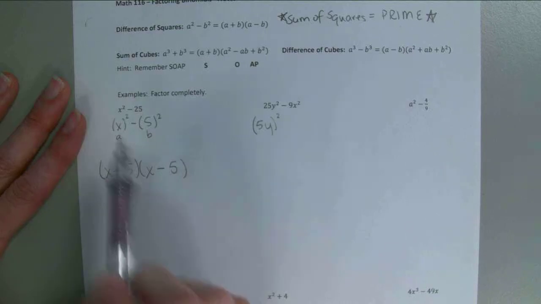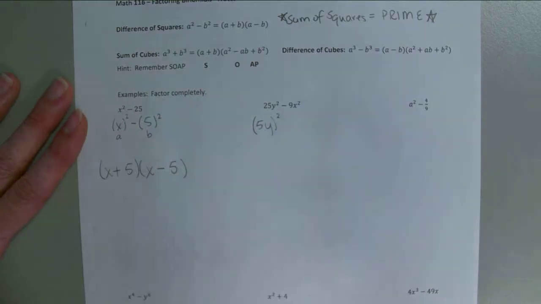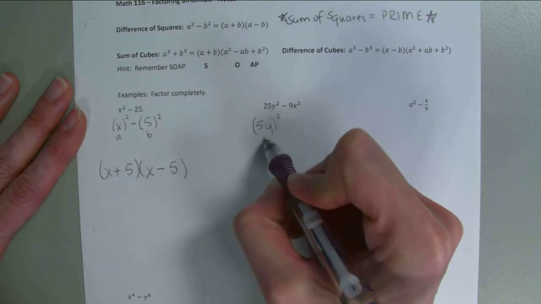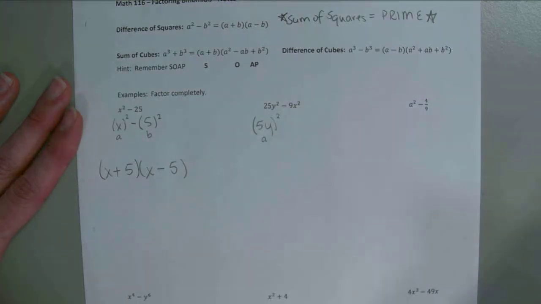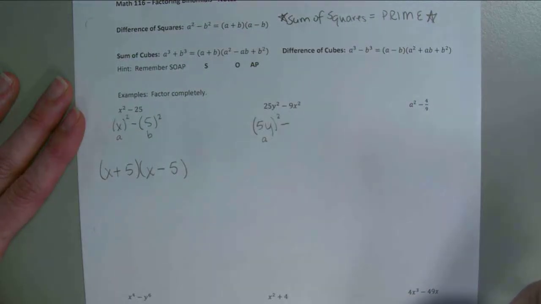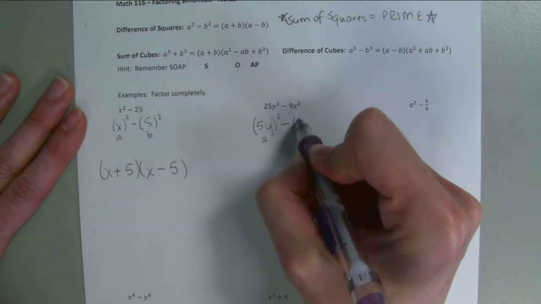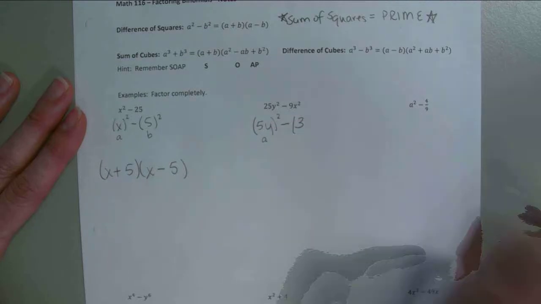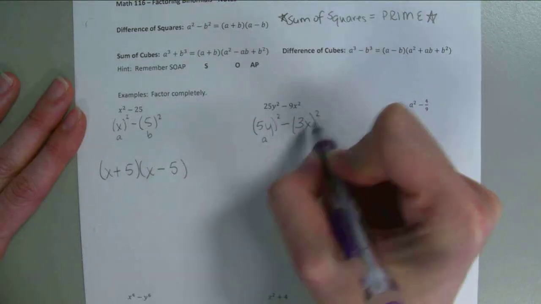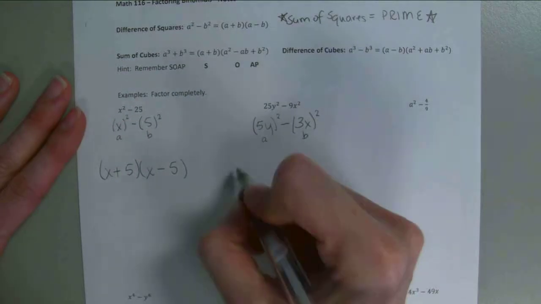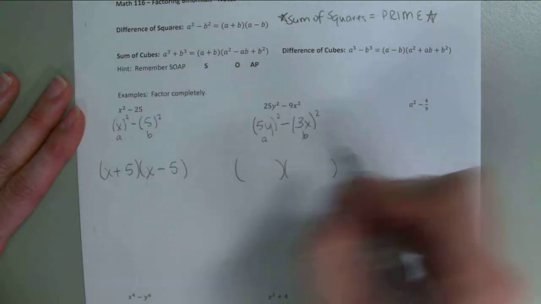And like I said, if you don't do this part because you understand how to use the formula, that's fine. I'm just showing you, what did we square to get 25y squared? We squared 5y. Okay, that's my A. Minus, what did we square to get 9? 3. And what did we square to get x squared? X. So guess what my B is? 3x.